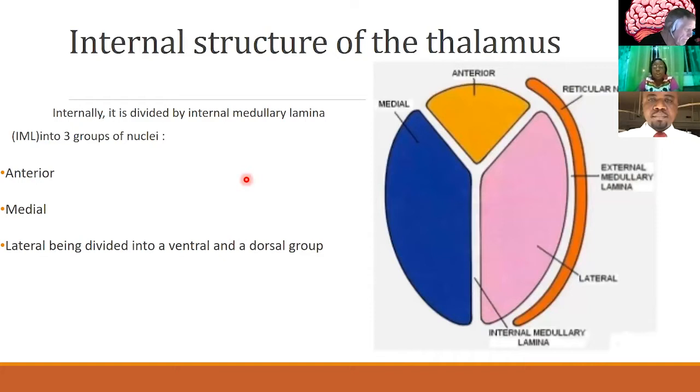The internal structure of the thalamus is divided into three by a Y-shaped thin layer of white matter called the internal medullary lamina. The three groups of nuclei are called the anterior, which is in orange color, the medial in blue, and the lateral nuclear group in pink. We also have additional groups of thalamic nuclei, such as the intralaminar thalamic nuclei and the reticular nucleus laterally.